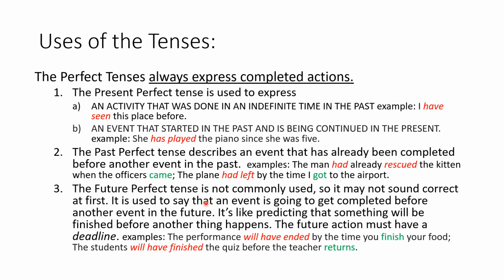It is used to say that an event is going to get completed before another event in the future. It is like predicting that something will be finished first before another future event or action. The future action must have a deadline. Example sentences. First one, the performance will have ended by the time, this is the deadline, by the time you finish your food.